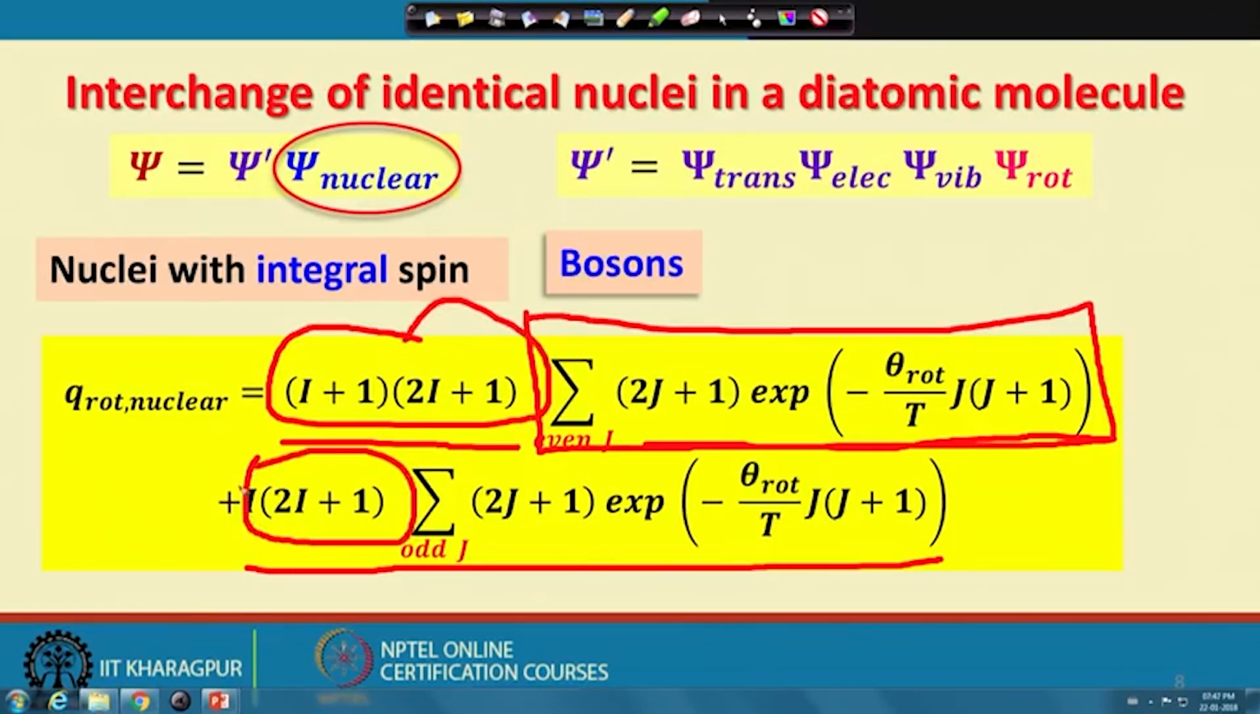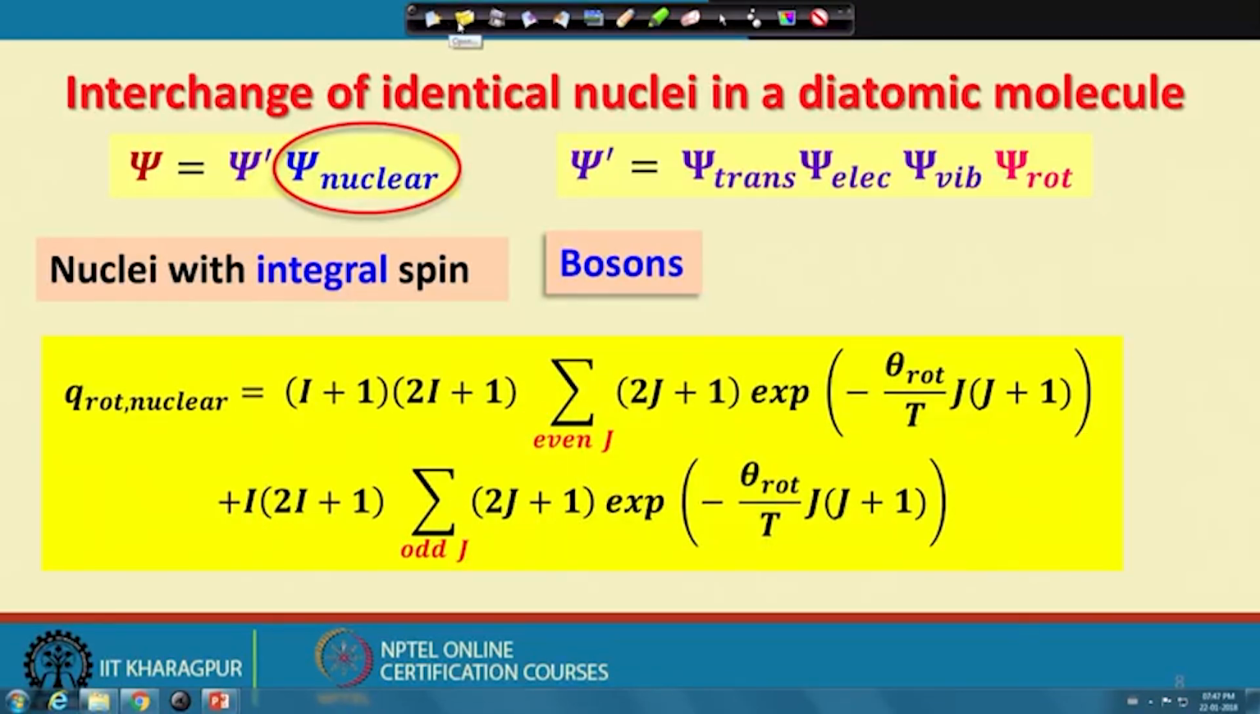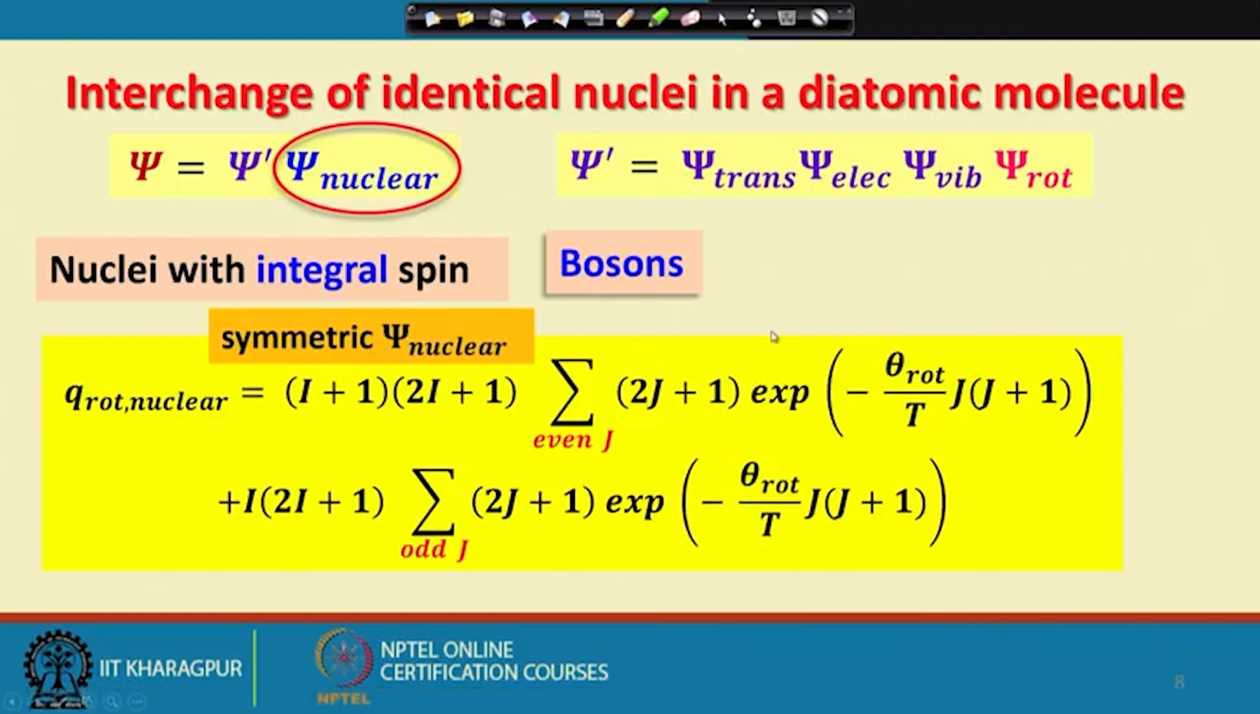Okay. So, let us have a closer look at the kind of terms that we have included in this Q rot nuclear. The first term that appears is a product of two things multiplied by a sum, and this summation is over all even values of j. So, basically what I am looking at is as follows. I am looking at the contribution to Q rot nuclear coming from the symmetric psi nuclear that is being coupled to symmetric psi prime.